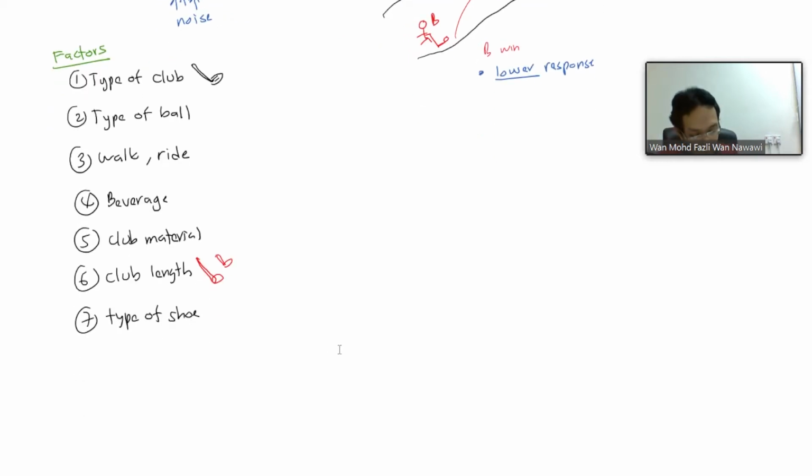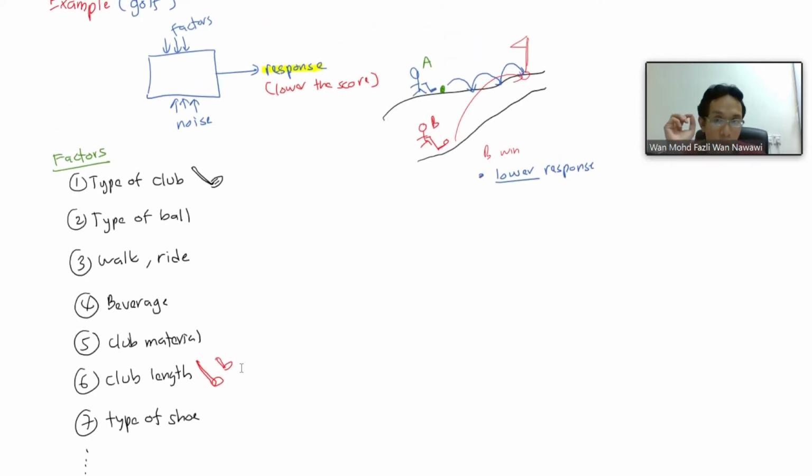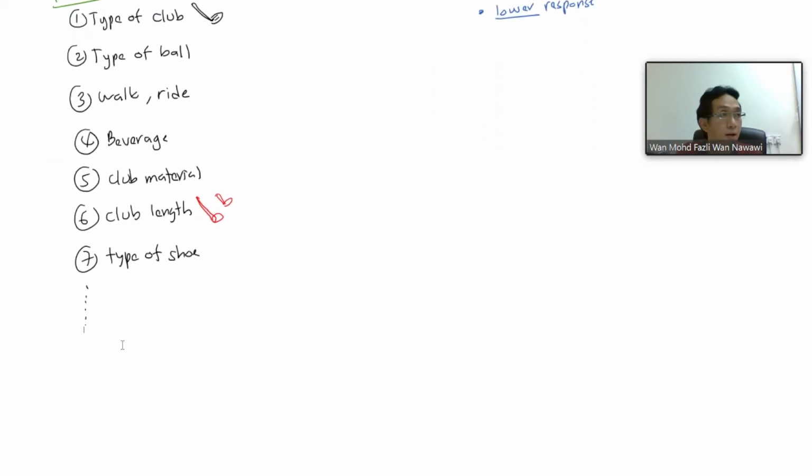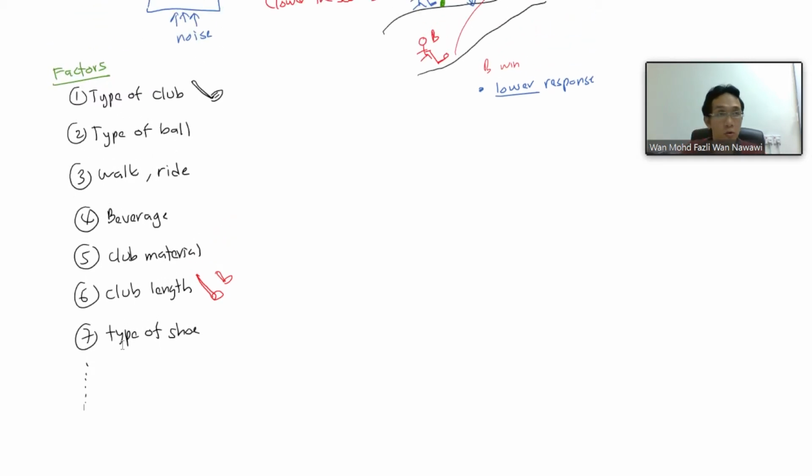So if you try to list all the factors that might affect your golf performance to get the lower response, it will be never ending. So you as the experimenter must put a hole, must stop. You need to decide yourself.